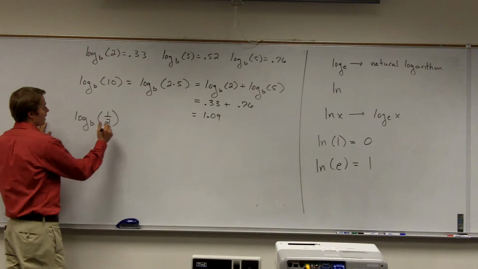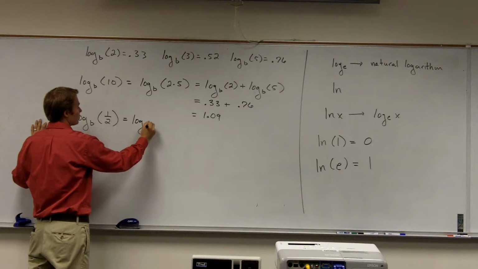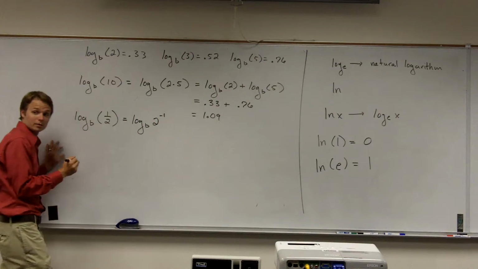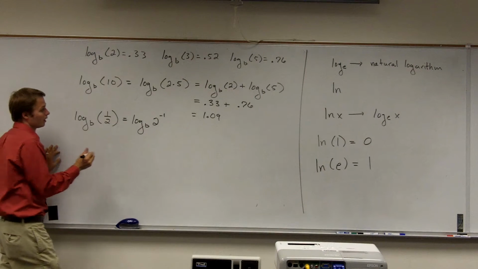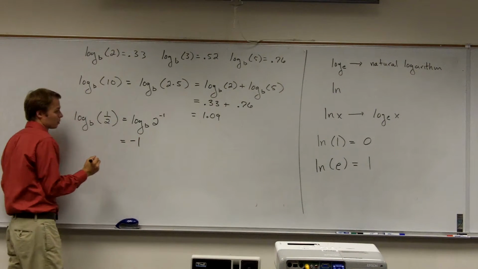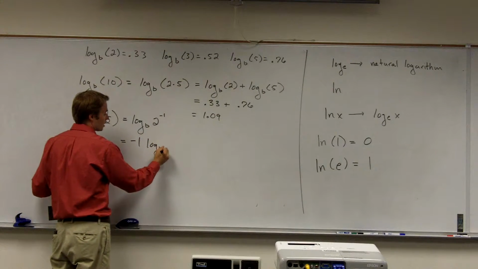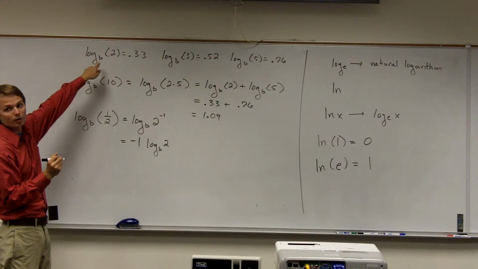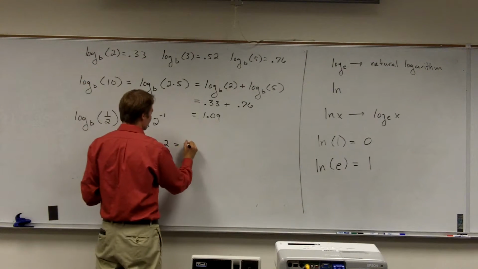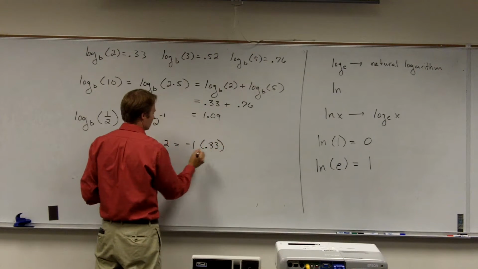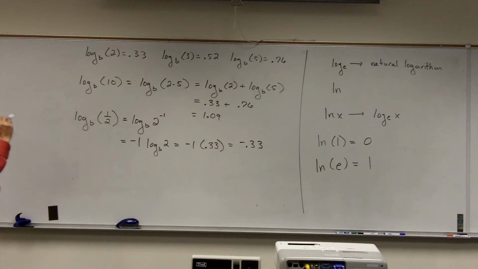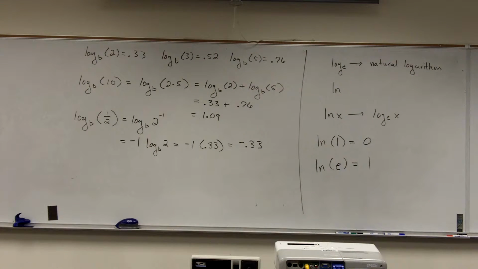So I could actually think of this as log base b of maybe 2 to the negative first power, because that'll be 1/2. And then I can bring down the negative 1 to the front, so this will be negative 1 times log base b of 2. And again, I know what log base b of 2 is, it's given to me already, it's 0.33. So this will really be negative 1 times 0.33, or negative 0.33. So this is another example of when I can use some of these tricks to help me figure out a logarithm.